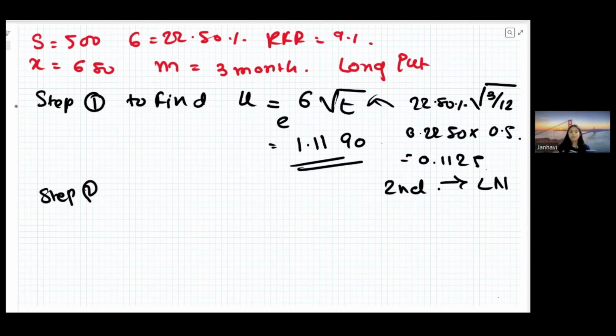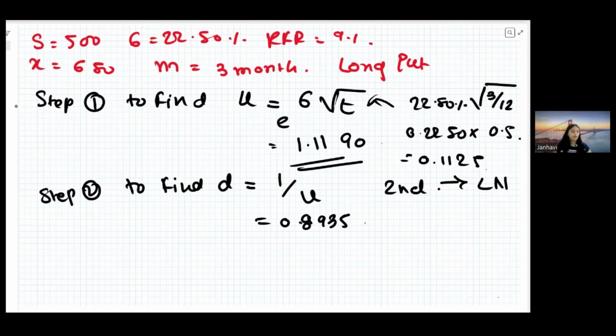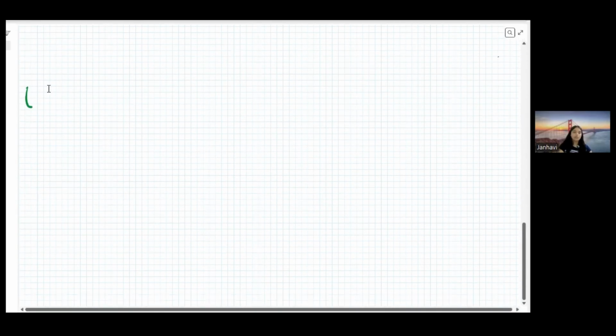Now step 2 is to find the downtick. As you have this number here on your calculator, keep it and just press this 1 by x button, and you will get your downtick, and that is 0.8935. Now you have found your downtick. Now we move on to step 3, and it is an important step.